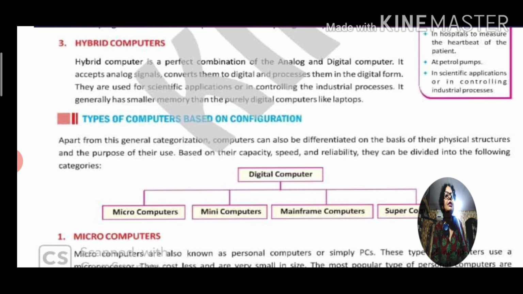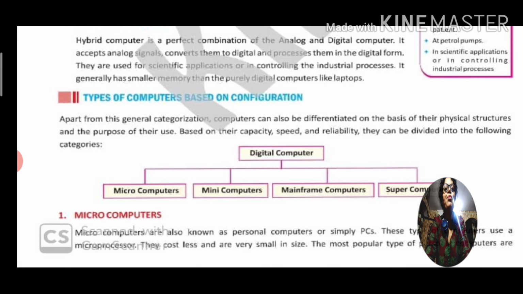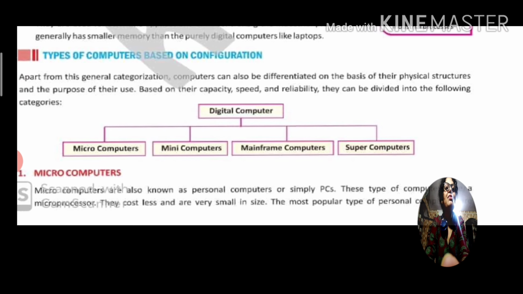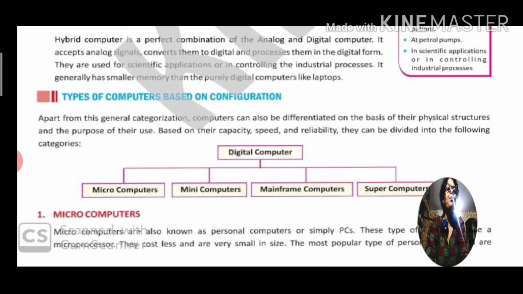True computers means when the first thing comes in your mind, that the machine which is made up of different parts like monitor, CPU and keyboard, that is known as digital computer. So it has 4 categories. First one is microcomputer. So first we will read about microcomputer.